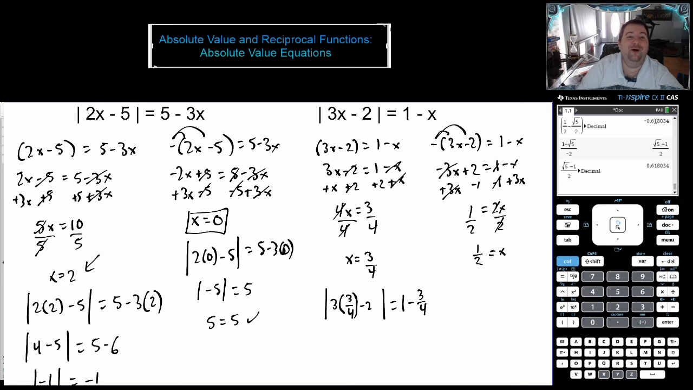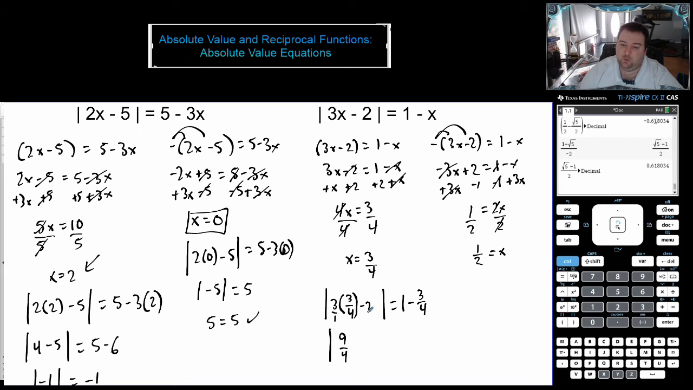Okay, now what else do we know? We know that 3 is 3 over 1. And when you multiply fractions, the numerators multiply. So 3 times 3 is 9. And the denominators multiply. So 1 times 4 is 4. So this is 9/4. Okay. And we have minus 2.